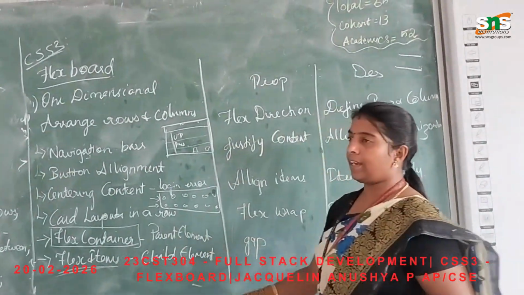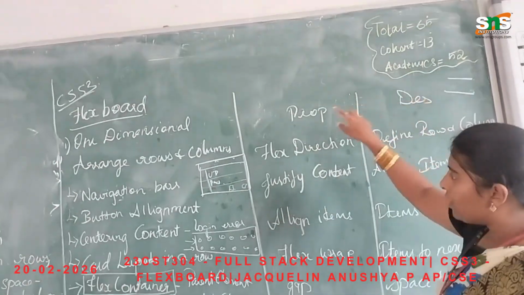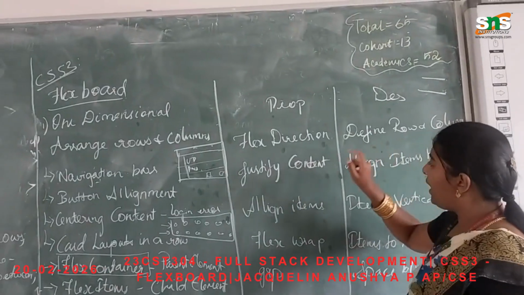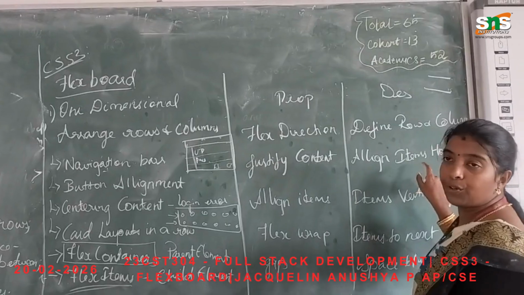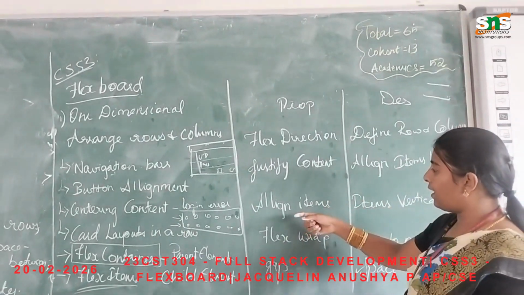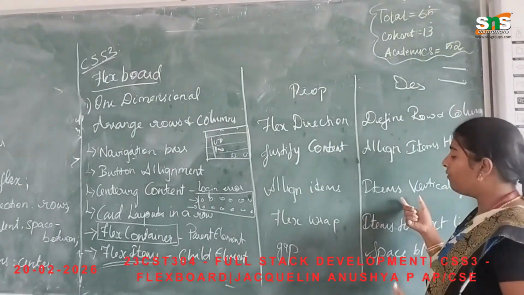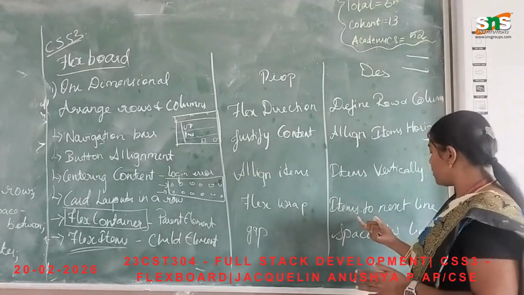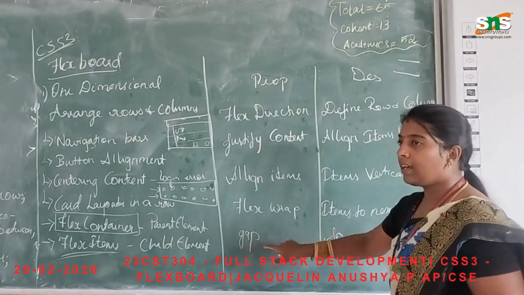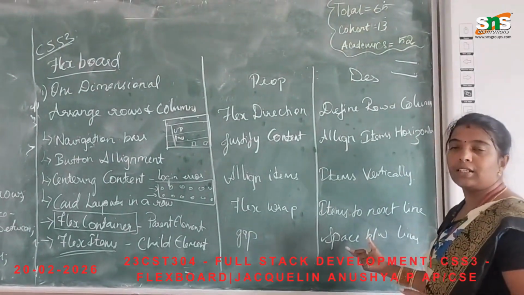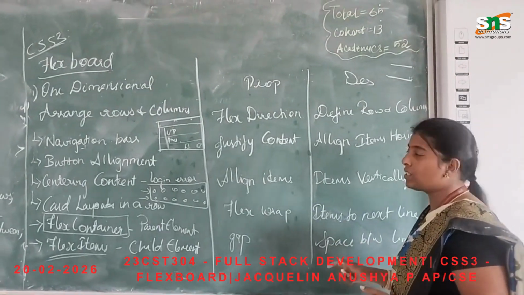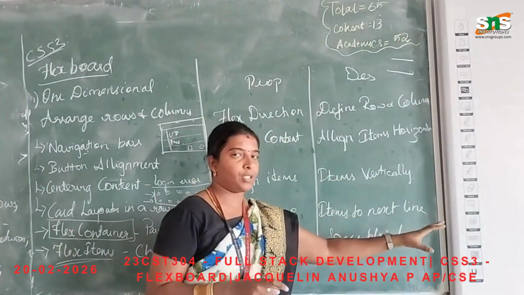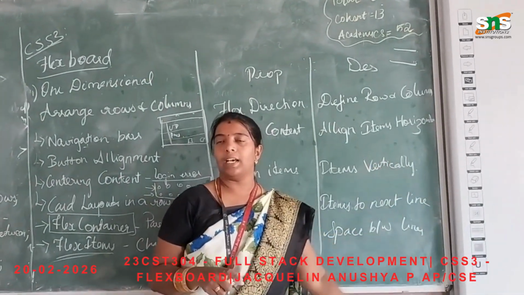In flex, we have some properties and descriptions. That is flex direction, which may be defined as only one row or one column. Then justify content is used to align your items horizontally, and align items aligns the items vertically. Then flex wrap is used to wrap your items to the next line. Next is gap, the space between two contents. Using these properties we have many descriptions.